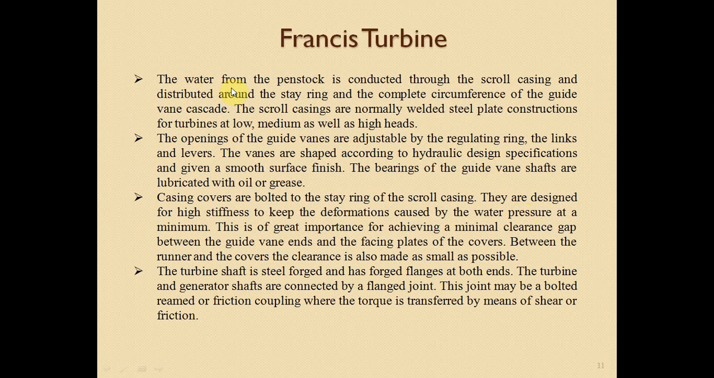In the Francis turbine, the water from the penstock is conducted through a scroll casing and distributed around the stay ring and the complete circumference to the guide vanes. The scroll casings are normally welded steel plate construction for turbines at low, medium as well as high heads. The openings of the guide vanes are adjustable by the regulating ring, links and levers. The vanes are shaped according to the hydraulic design specifications and given a smooth surface finish.